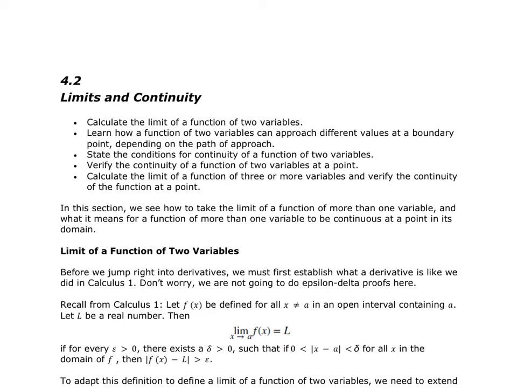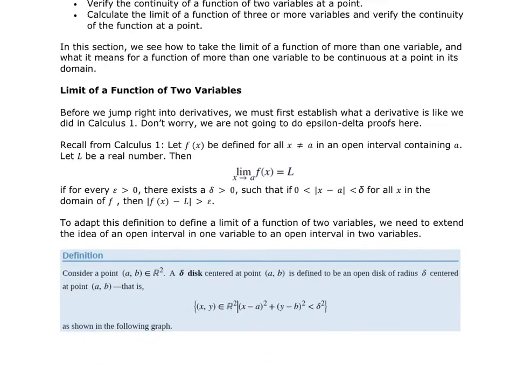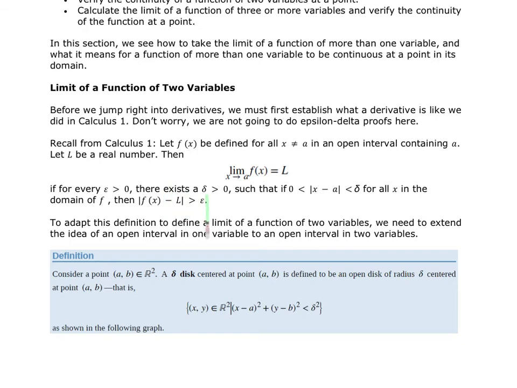Recall from Calculus 1, we had this function f of x defined for all x not equal to a in an open interval containing a. L is a real number. Then the limit as x approaches a of f of x is equal to the number L if, for every epsilon greater than 0, there must exist a delta greater than 0, so that if the absolute value of x minus a is less than delta, which is obviously bigger than 0 because it's an absolute value, for all x in the domain of f, then the absolute value of f of x minus L is going to be less than epsilon.